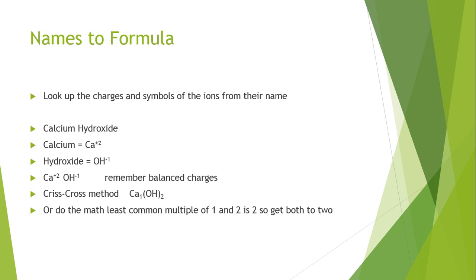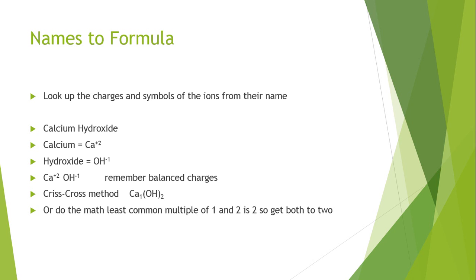So let's go with an example, calcium hydroxide. Calcium, if you use your ion sheet, you can find that it has a charge of +2 and the symbol is Ca. Hydroxide is a polyatomic ion, and so it is OH and it has a charge of -1. So if we write those two out, we've got calcium with a +2 charge, hydroxide with a -1 charge. But remember that they're supposed to be balanced. A +2 and a -1 does not equal 0. It's not neutral, so it is not balanced.